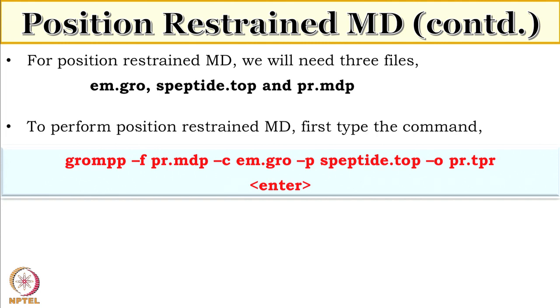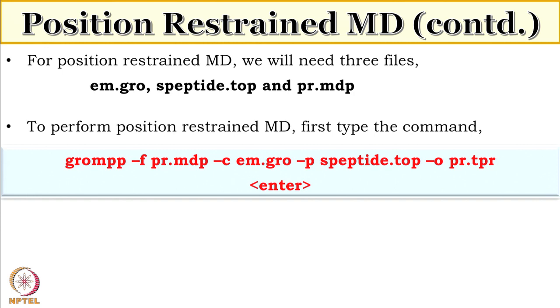You have this minus f pr.mdp. No, the order is not important. You can give it in any order. My first one can be minus o pr.tpr, and it can be last as well. The order is not important here. Just the flag is important, that is, what flag you are using for what file.